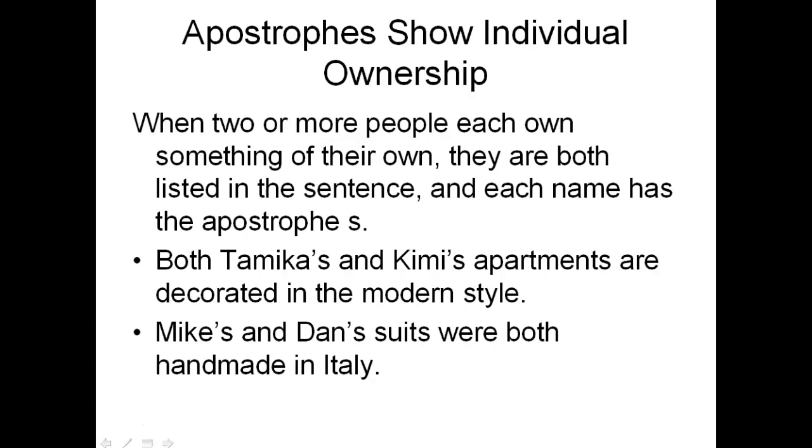Both Tamika's and Kimmy's apartments are decorated in the modern style. We're talking about two different apartments here. We're talking about Tamika's apartment and Kimmy's apartment. They're two different apartments. Our next example here, Mike's and Dan's suits were both handmade in Italy. We're talking about two different suits. Mike has a suit and Dan has a suit. So it's apostrophe S following each name.